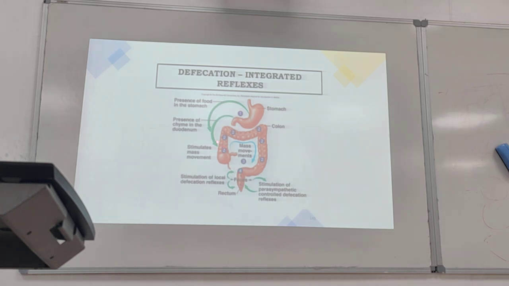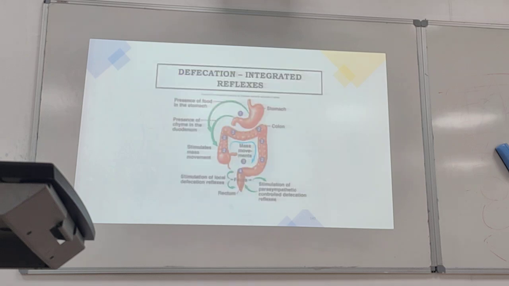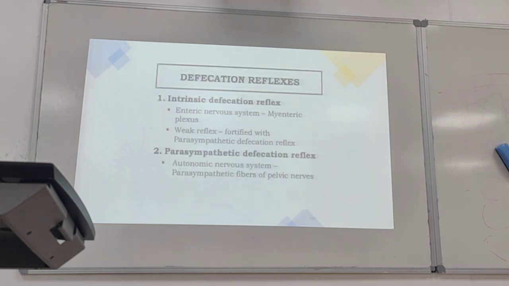So the stimulus is stretch, the response is relaxation of the internal sphincter, and the thought process is that we relax the external sphincter by stimulating the pudendal nerve. This process is called defecation.